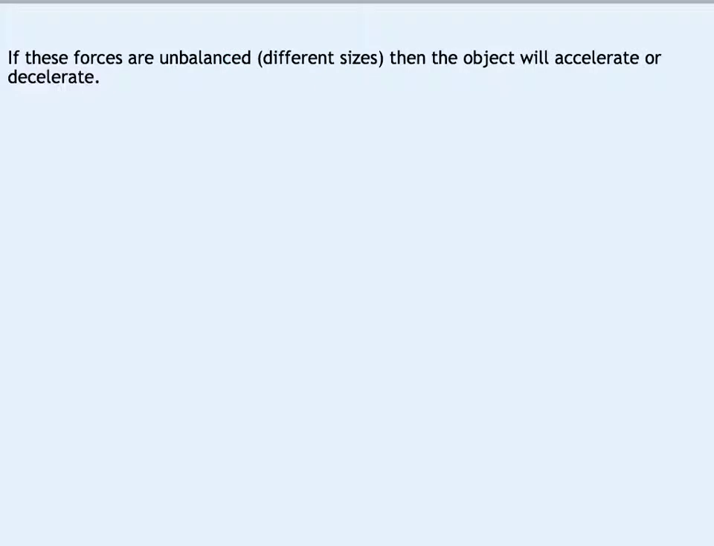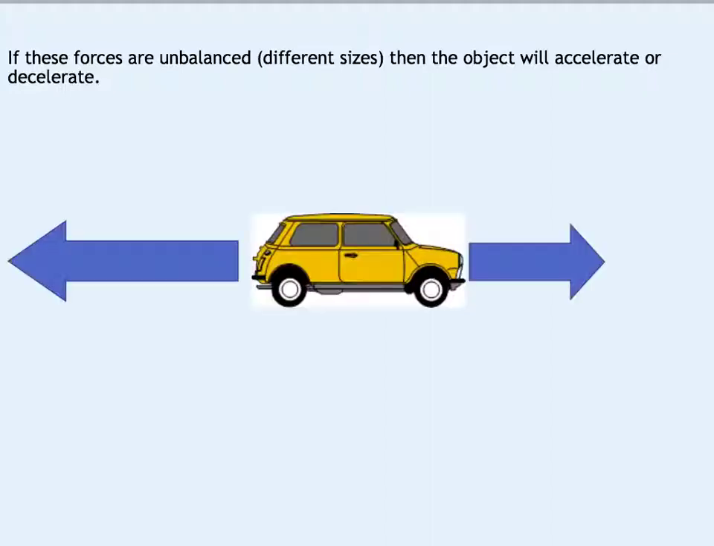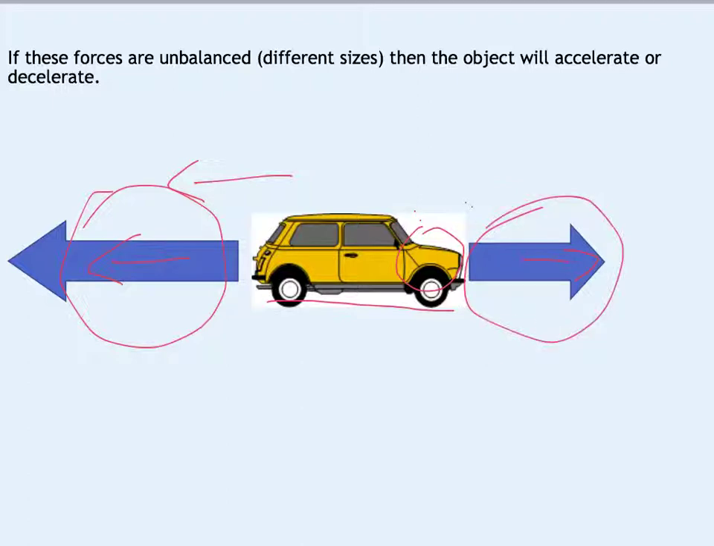So let's have a look at the next one. In the one you're about to see now, the forces are unbalanced, they're different sizes. If this happens, the object is going to accelerate or decelerate. In this case, here's your forward force being supplied by the engine, and here's the force working in the opposite direction, which is the friction on the wheels and the air hitting the car. As this force working against the engine is greater than the forward force, as you can see by the bigger arrow, this car is decelerating.